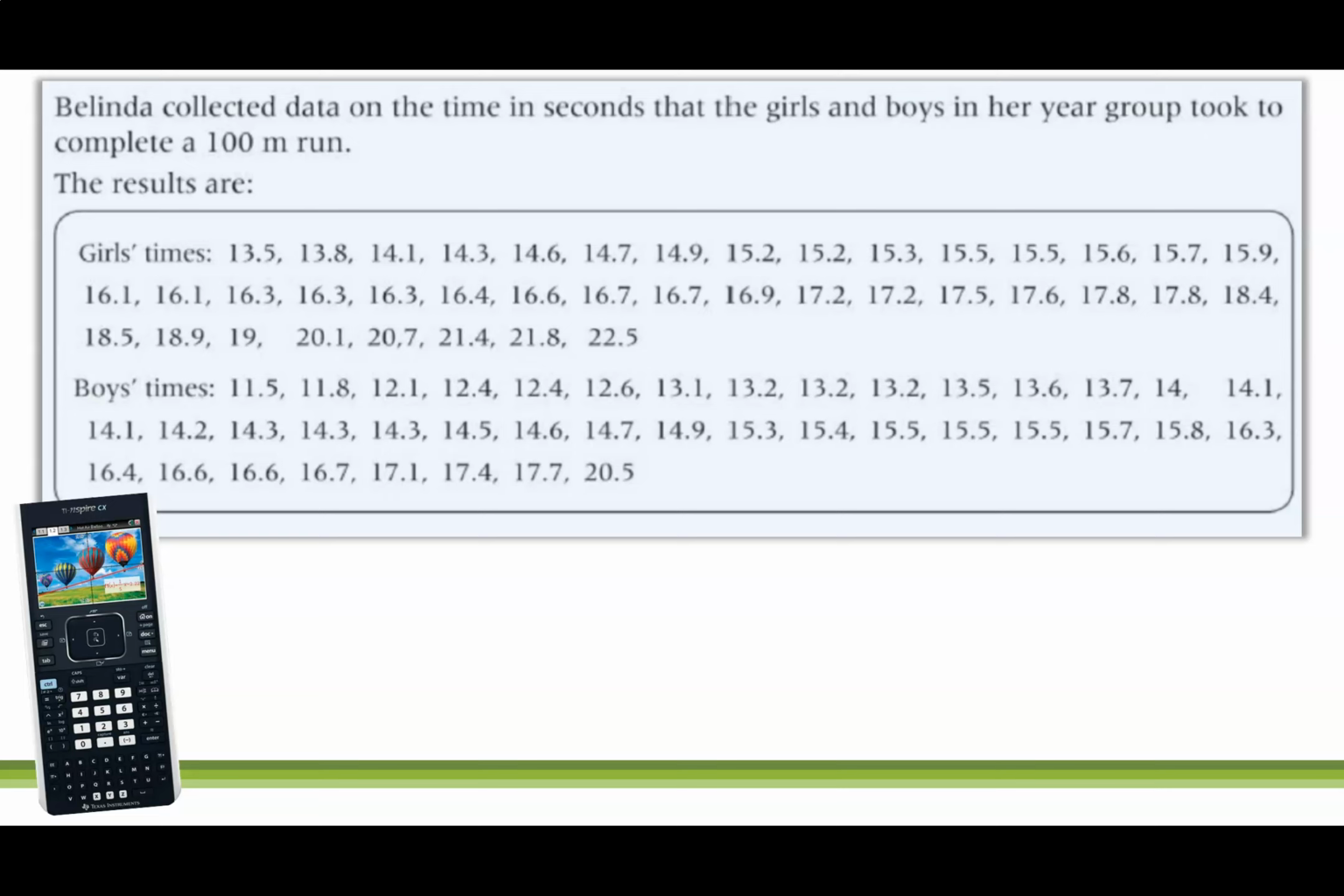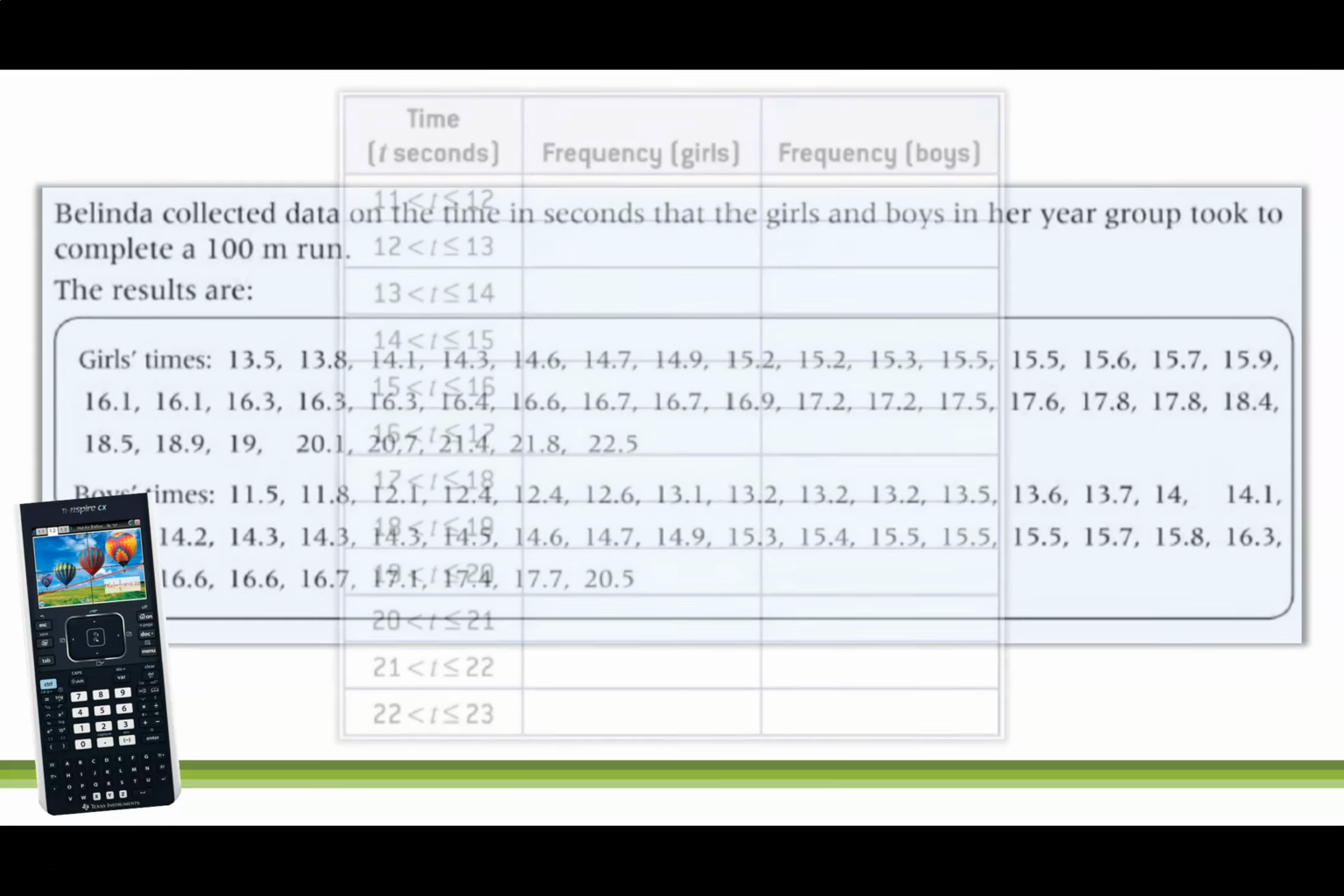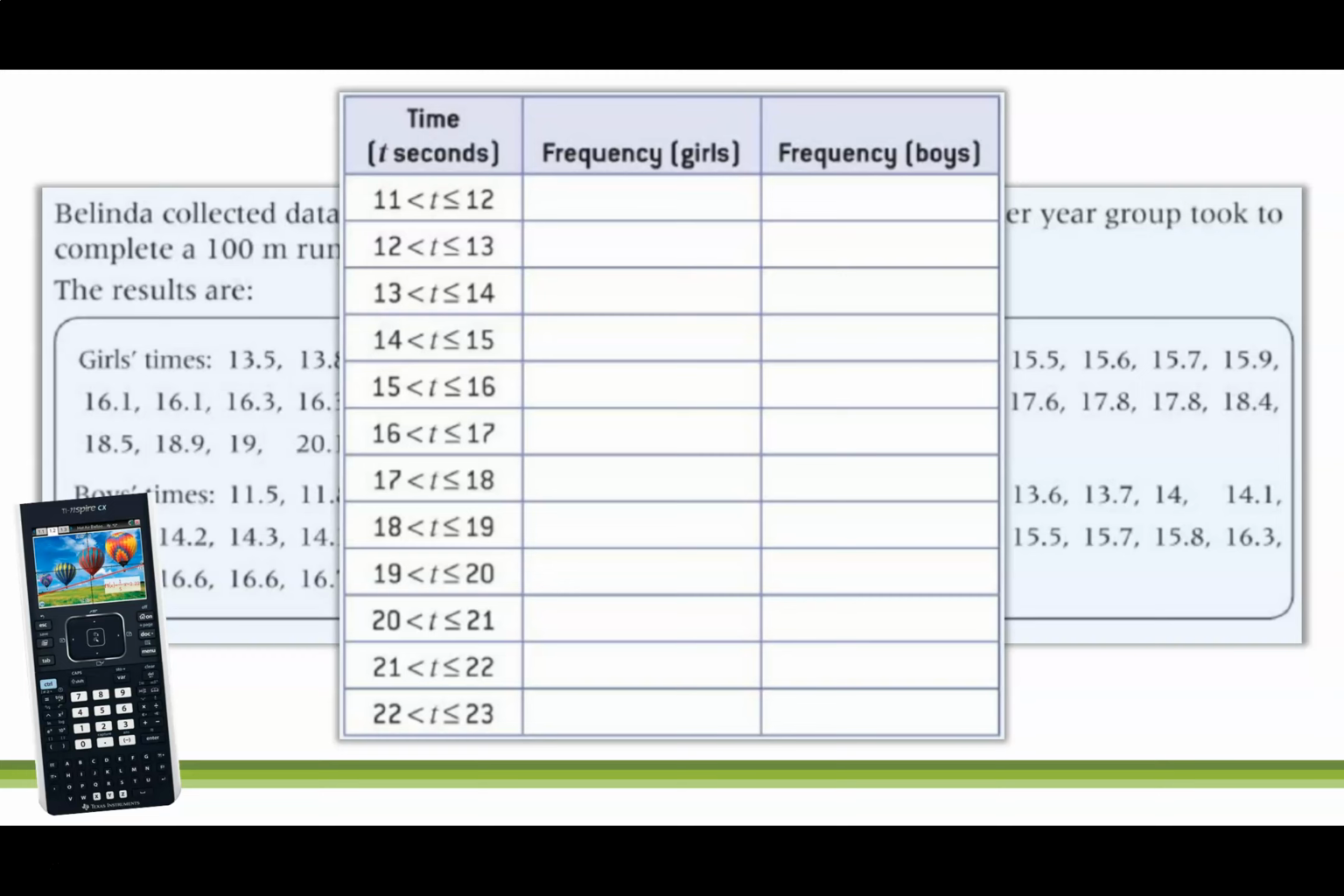Okay, here's somebody named Belinda. She's collected data on the time in seconds that different girls and boys in her year group took to run a 100-meter race. And there's a lot of data for the girls and a lot of data for the boys. Now, to save you a little bit of time, I just went ahead and typed it in. But how you would do this in a testing scenario or in a project, you would come up with those classifications down the left side there.